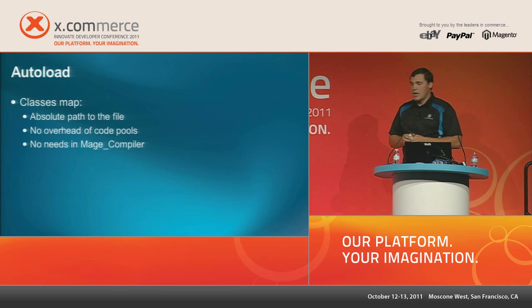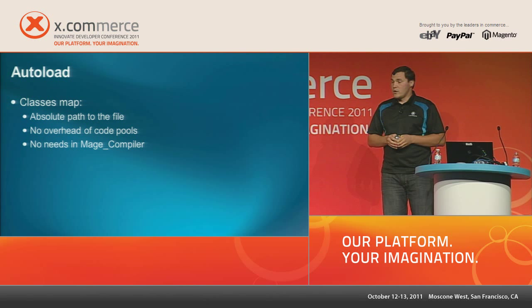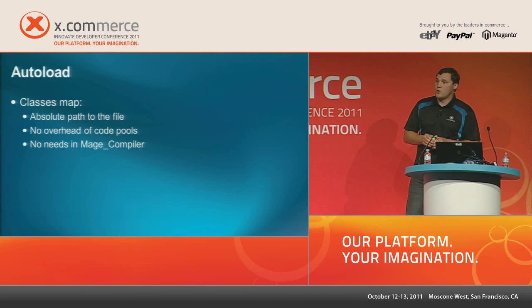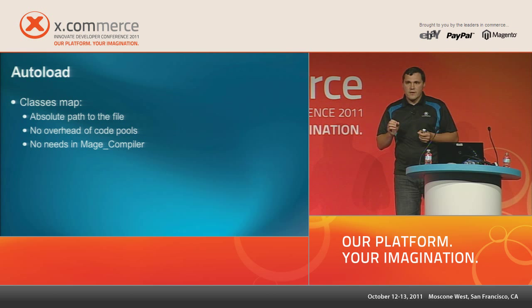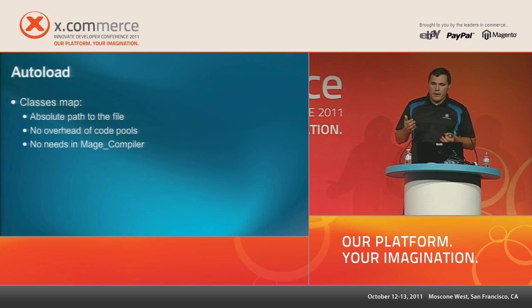We are changing our autoload process, and as I mentioned, the Magento compiler is the first module that was removed from the system because there is no need for it right now. We're introducing new autoload logic. The new autoload logic is based on a class map that allows us to identify the file that contains the source code from the map without needing additional include paths that should be configured in PHP. In such a way, we're also removing overhead on Magento code pools.